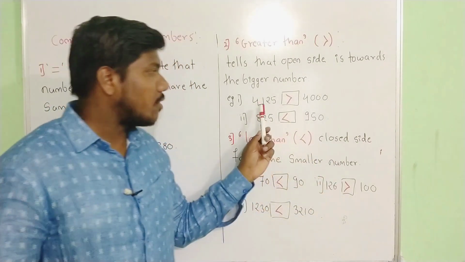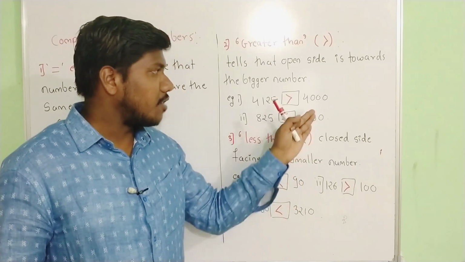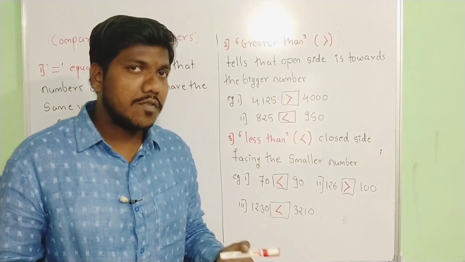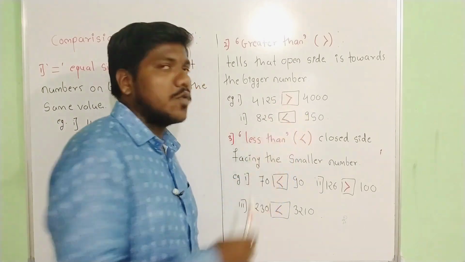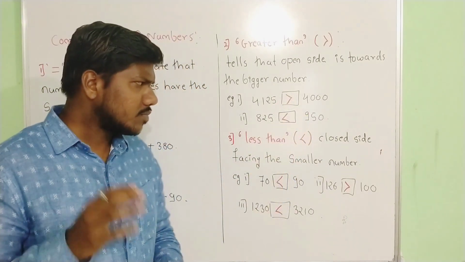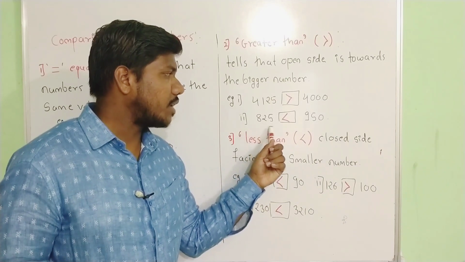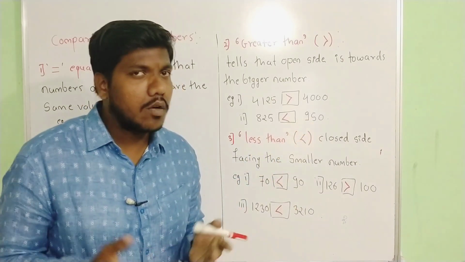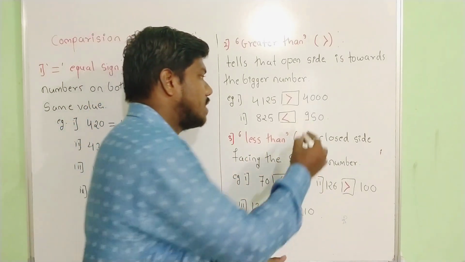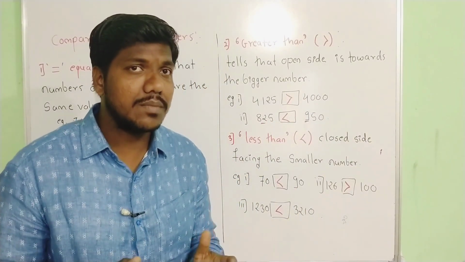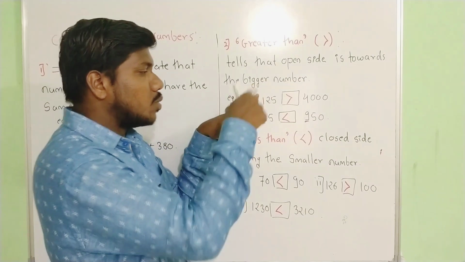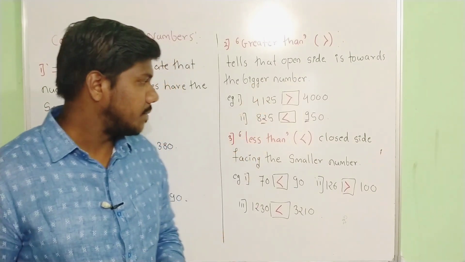Example: 4125 and 4000. So which number is bigger? 4125. Therefore the open side is towards 4125. Second, 825 and 950. Obviously the third digit is 9 in one and 8 in the other, so 950 is the greater number, therefore the open side is towards 950.